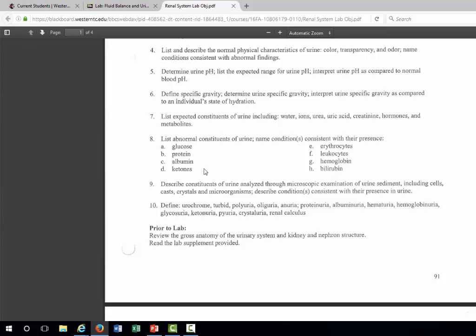Crystalluria, and that would be if you have crystallized urine, something is precipitating out. There's two different types of solids we might see, and this is on the top of page 94.